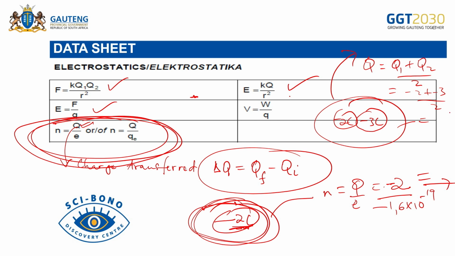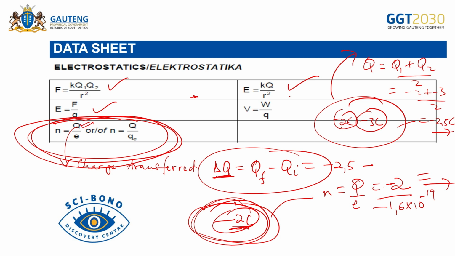Negative 5 divided by 2 is negative 2.5 coulombs. That is the charge on each sphere after contact. So this is the new charge, or final charge. Then the charge transferred is the final charge, which is negative 2.5, minus the initial charge.